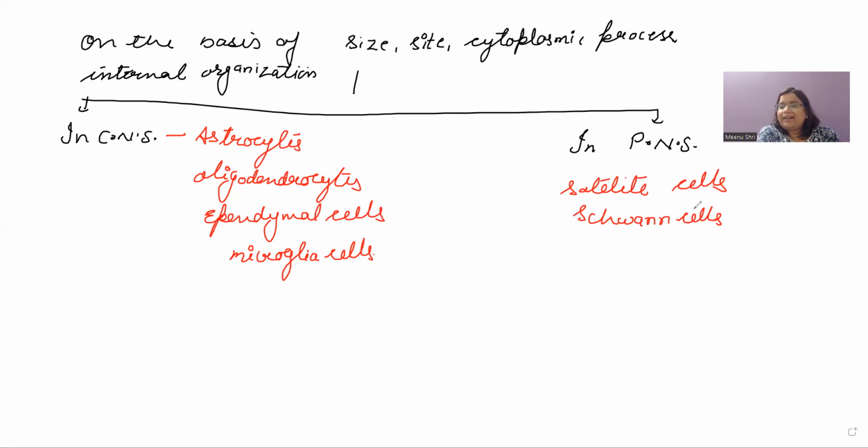Just for a joke, I want to say that in the Sanskrit language, Schwann means dog. So it's a kind of dog cell, Schwann cell, dog cell. Joke apart, it's just a name, the Schwann cells.